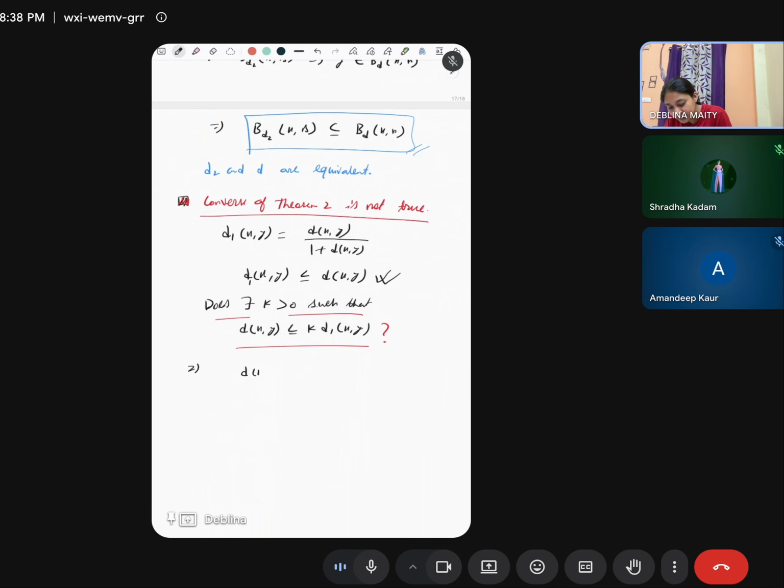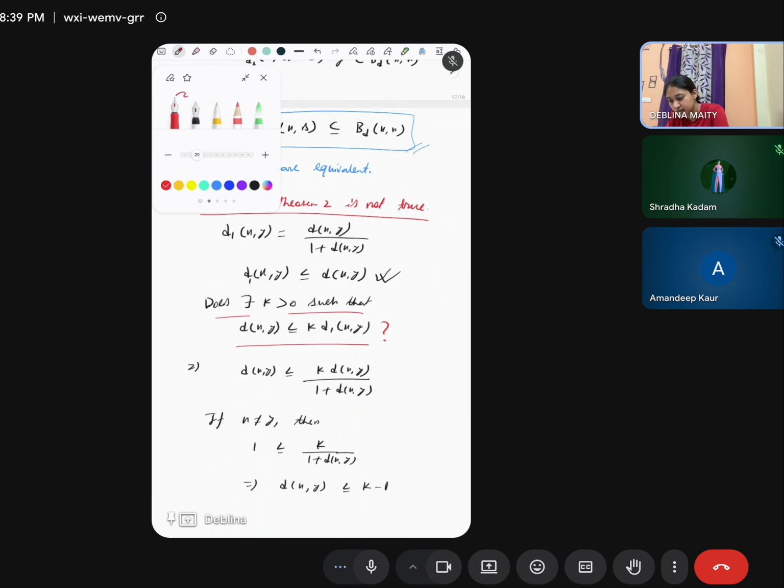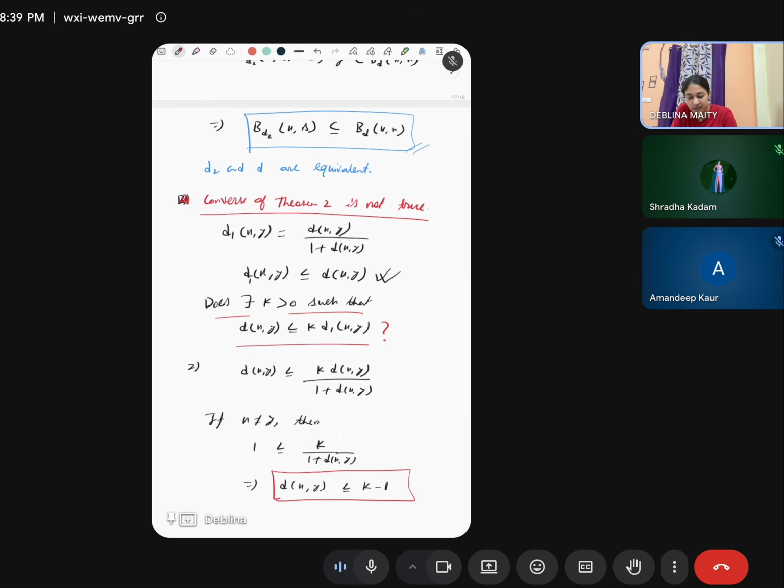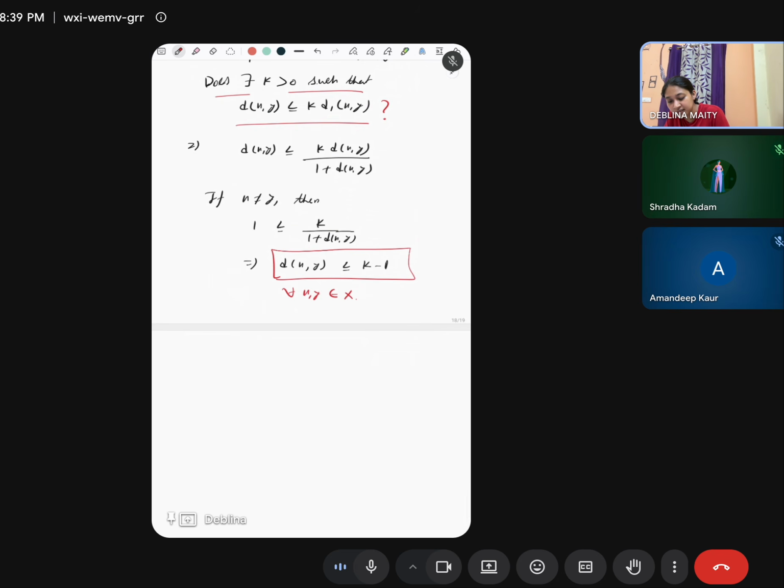Then d(x,y) will be less than or equal to k times d1, and d1 is d(x,y) by 1 plus d(x,y), right? Now if x not equal to y, then we can write 1 less than or equal to k by 1 plus d(x,y), which implies d(x,y) is less than or equal to k minus 1, right? This is true for all x, y belonging to X. So this means the metric space is bounded, because the distance between any 2 points is bounded by k minus 1.